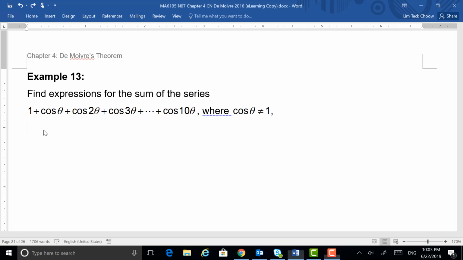But it won't take you long to realize that actually trying to break up multiple angles like cos 10 theta or even cos 9 theta into single angle cosine theta is not an easy thing to do when the multiples of theta get too large. So let's see how we can use our newfound knowledge to help us find the sum of such a series in a very nice manner.